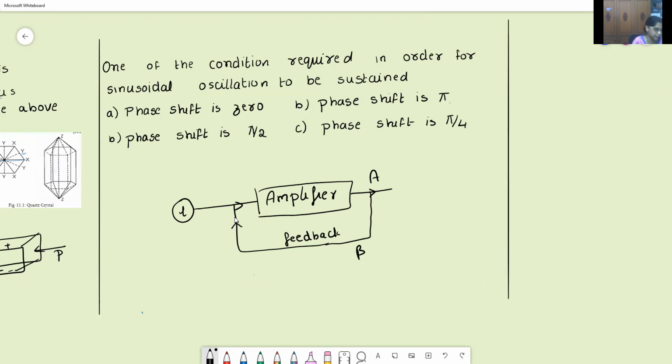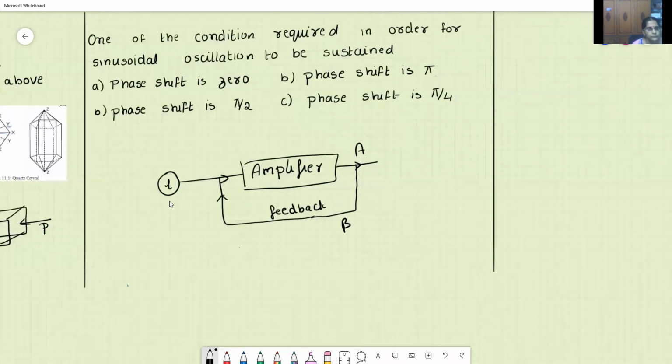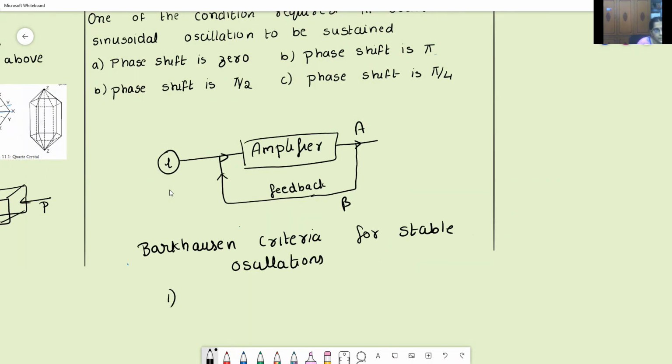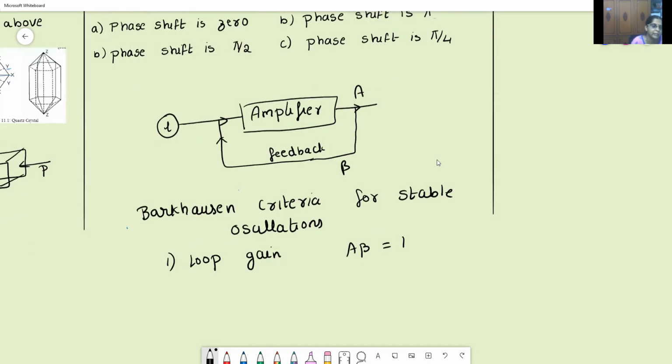So now there is something called the Barkhausen criteria, the Barkhausen criteria for stable oscillation. There are altogether two criteria or two conditions for this. The first one says the loop gain, which is A beta, should be equivalent to 1. So the gain of this amplifier and the feedback gain, the product of that should be equivalent to 1.